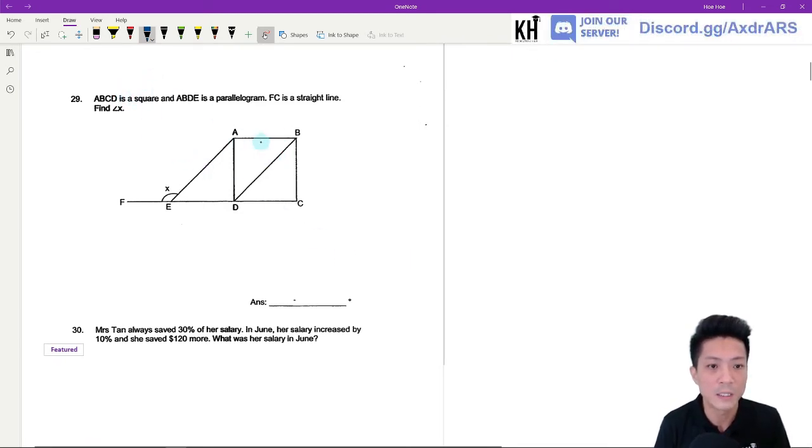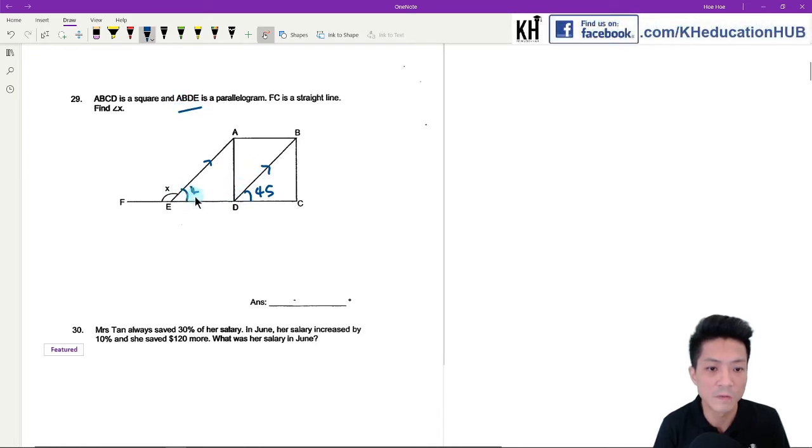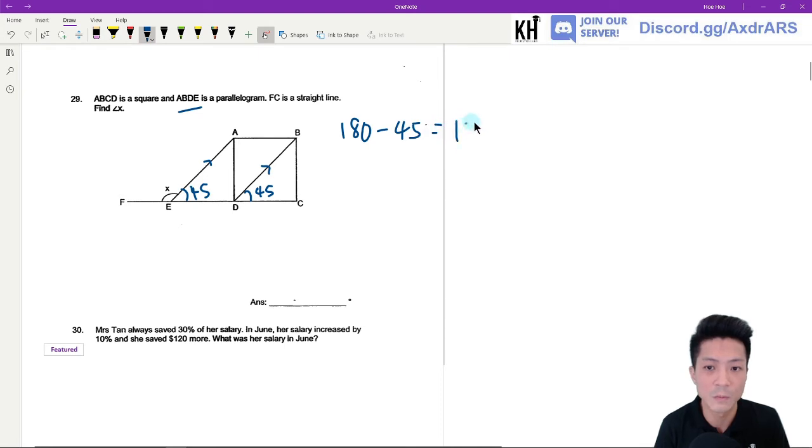Question 29. ABCD is a square. ABDE is a parallelogram. FC is a straight line. They want you to find angle X. Since ABCD is a square, we know that the diagonal is going to cut this into 45. These two lines are parallel because ABDE is a parallelogram, which means that this is also 45. To find angle X, you just need to use 180 minus 45, which will give me 135 degrees.